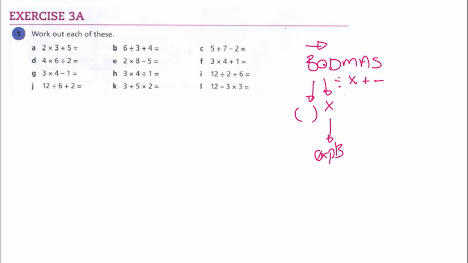C, 5 plus 7 minus 2. Now this is all just addition and subtraction, so it doesn't matter which order you carry it out. Addition and subtraction are carried out left to right: 5 plus 7 is 12, then minus 2 is 10. We could also have said 5 minus 2 is 3, 3 plus 7 is 10.